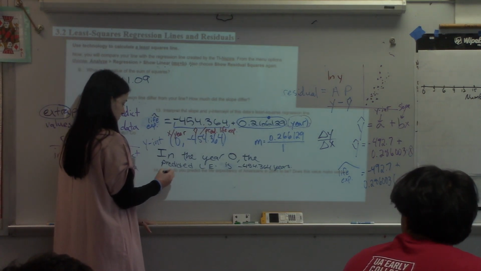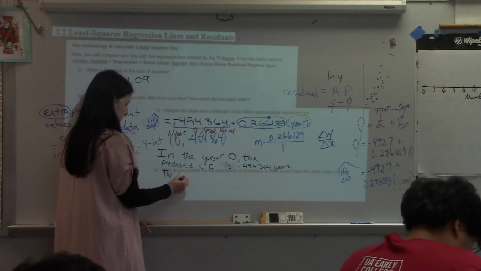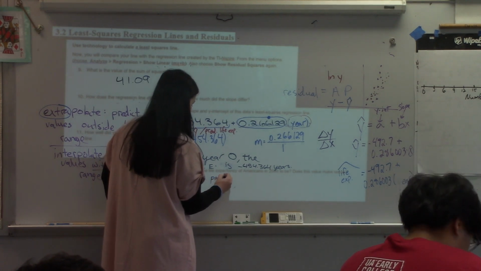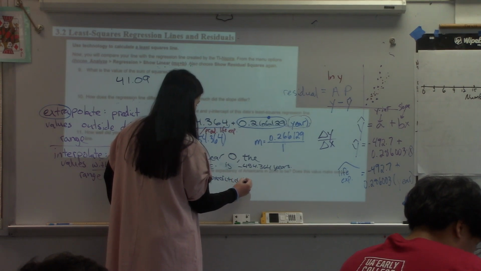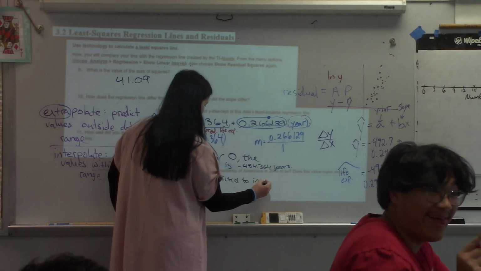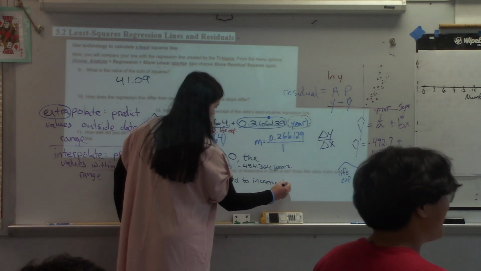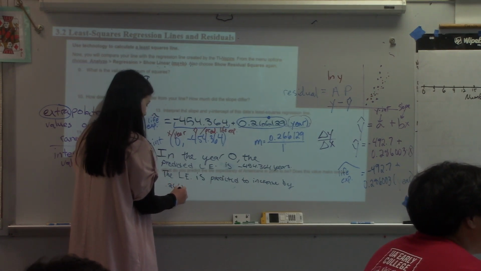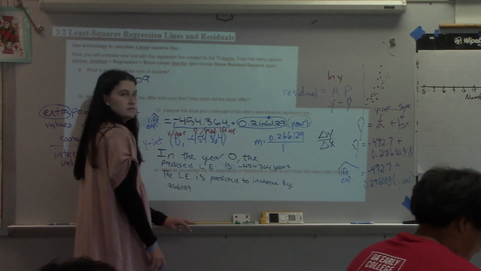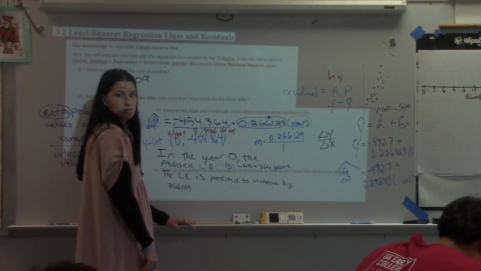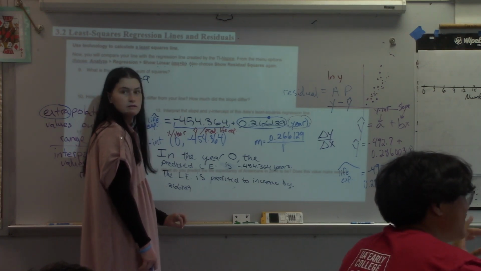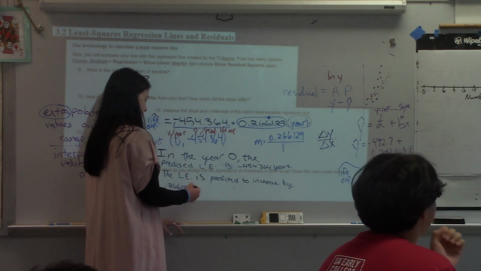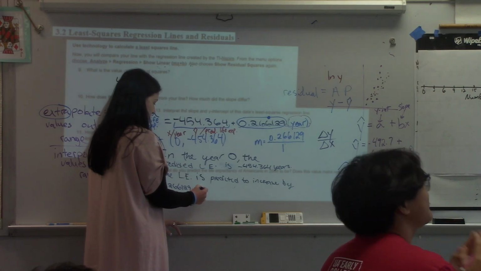The life expectancy in year zero is predicted to increase by 0.266 every year. Predicted life expectancy. Is it every year or every 10 years? Is it divided by 9 or 1 or 10? It's divided by 1. So it's every 1 year, per year. That is right.